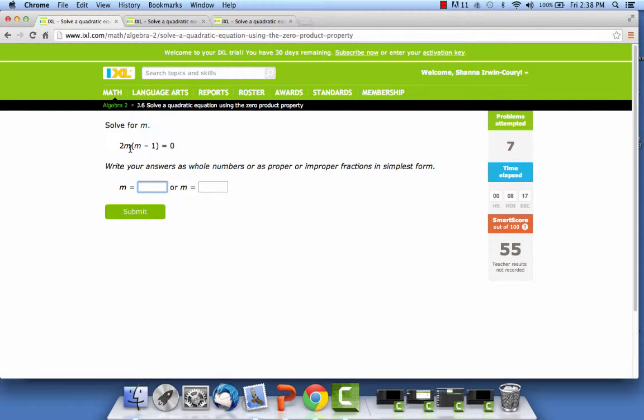The 2m doesn't actually change anything. So if 2m is 0, then m is 0. Because this basically would be either 2 is 0, or m is 0, or m minus 1 is 0, and 2 isn't 0.